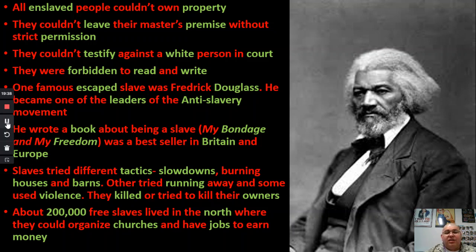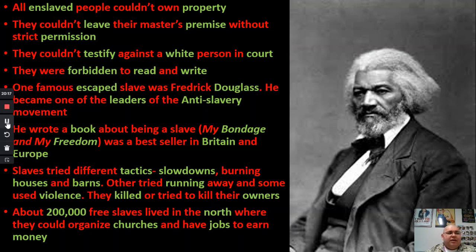Another one was they couldn't leave their master's premises without strict permission. So they had to ask for permission to leave, even if the master was near them. Like I said in class, let's say the master walked to their area, and they were about to leave. They had to wait till he got close and ask, can I leave? I need to get something from the shed, or I need to go to the restroom, excuse me. And the master would say yes or no, even though the master came to them.